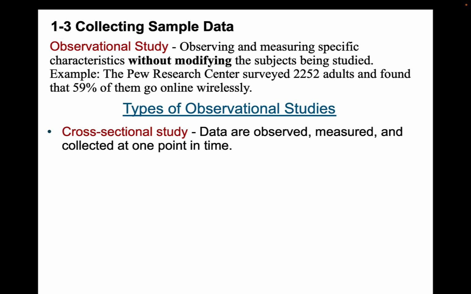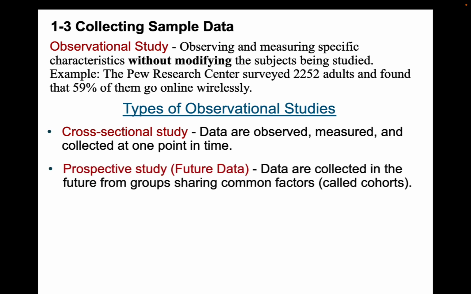Different types of observational studies are cross-sectional, and that's when the data is observed, measured, and collected at one point in time. So the study above, the example from the Pew Research Center, that was a cross-sectional study. They likely just figured out at that moment how many of those 2,252 adults go online, and they got their results. But that's not the only way to gather data for an observational study.